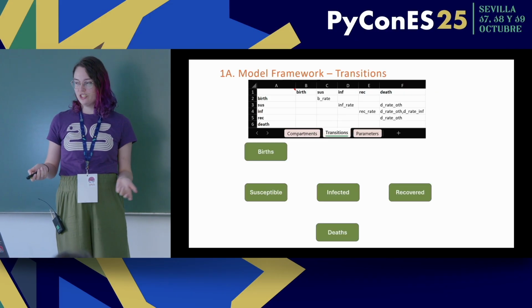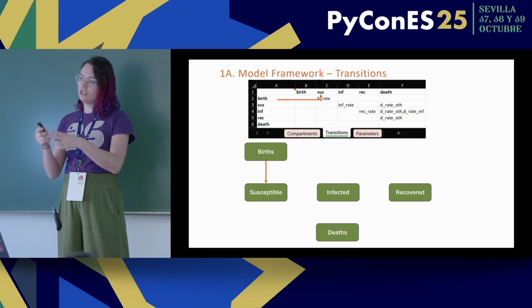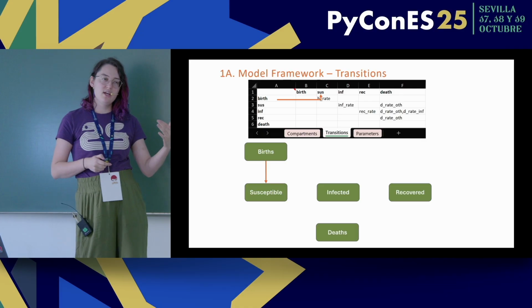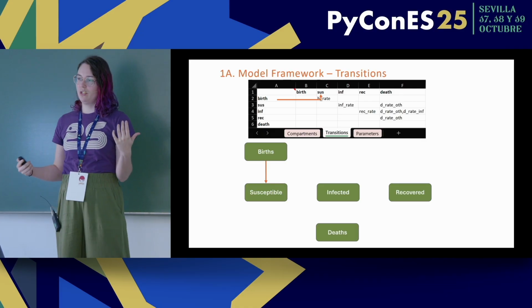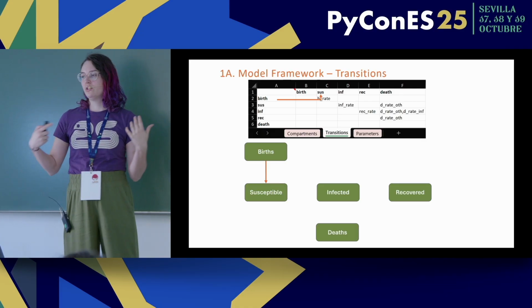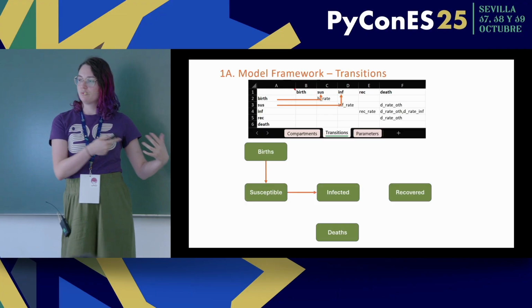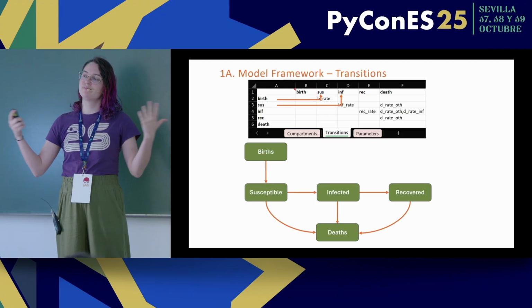And then the transitions. So the transitions page basically shows us where the flows are. So where they point from and to. And this always goes from rows to columns. So in this case, from births to susceptible, from susceptible to infected, and so on.